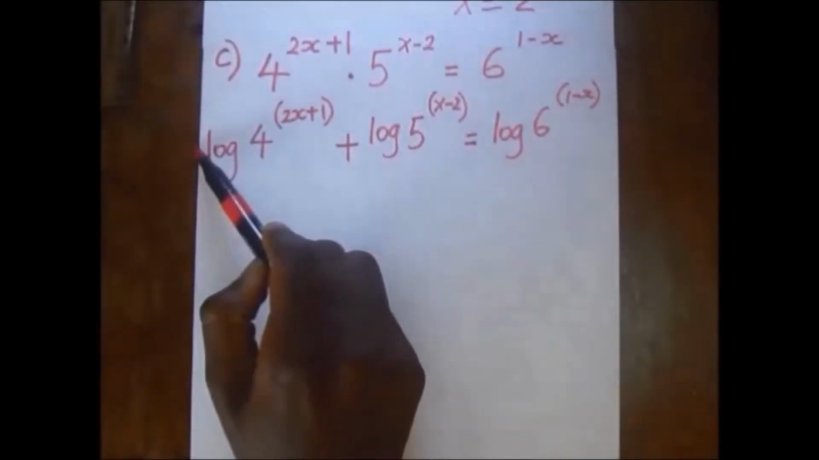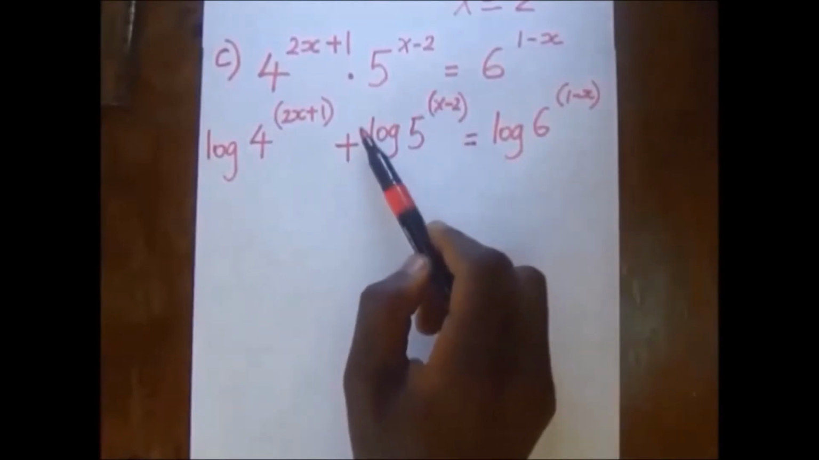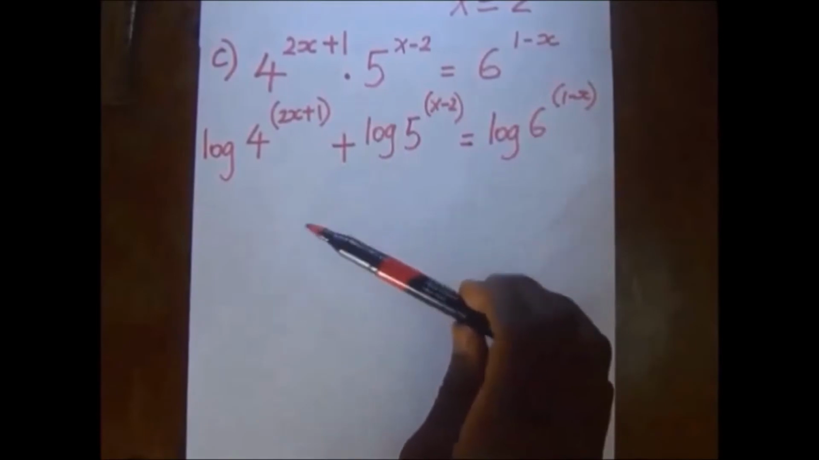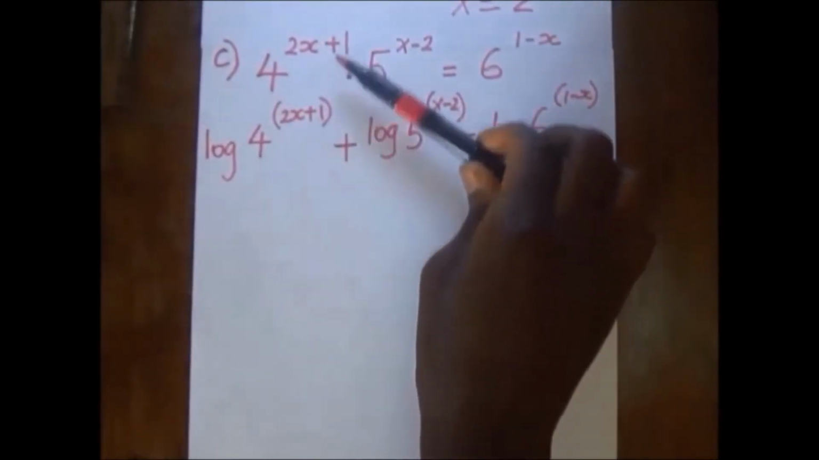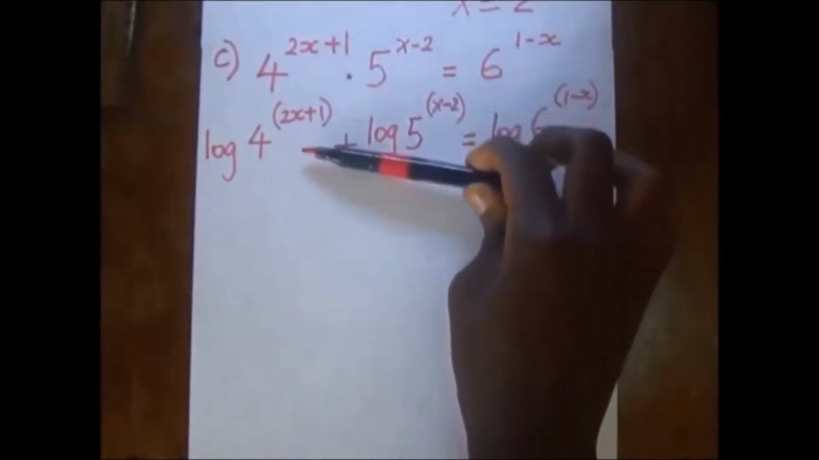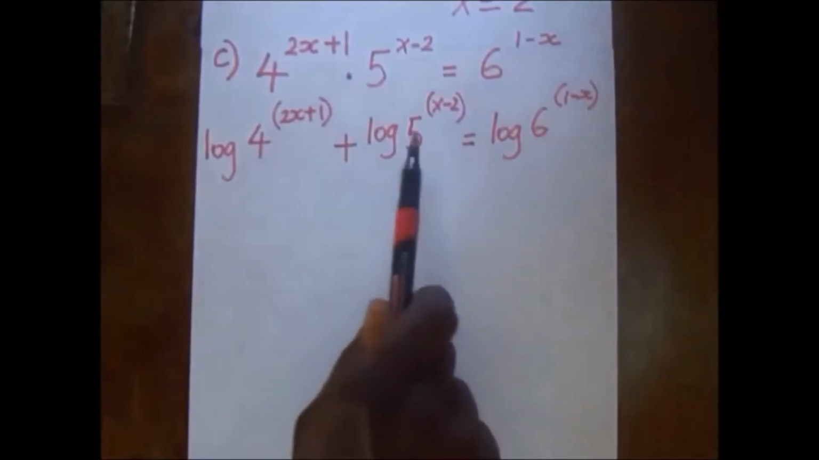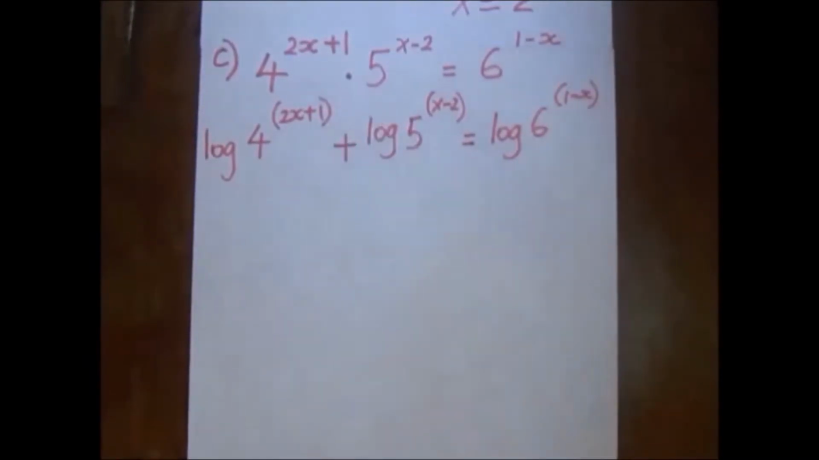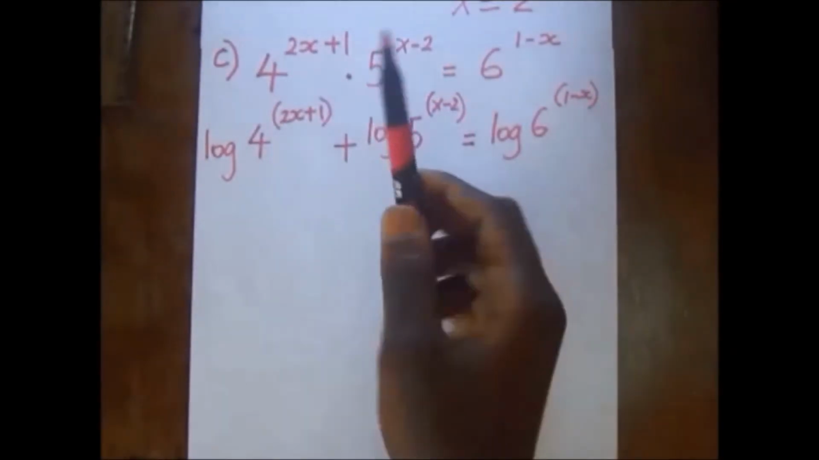So now we remove all these powers. This power comes before this log. This power is transferred to that log. This power is transferred to that log. Remember, for us to shift from here to here, we are manipulating the rules of logarithms, that when you add two logs with the same base, you simply add the terms. I mean, you multiply the terms. This term times that term.